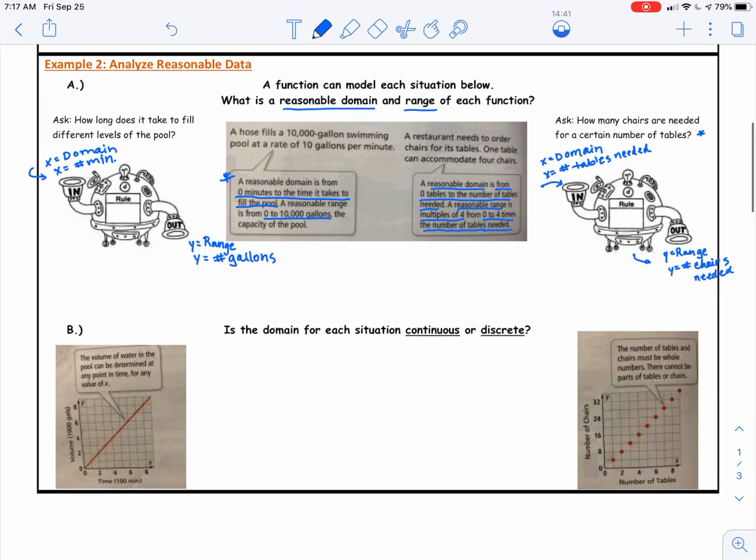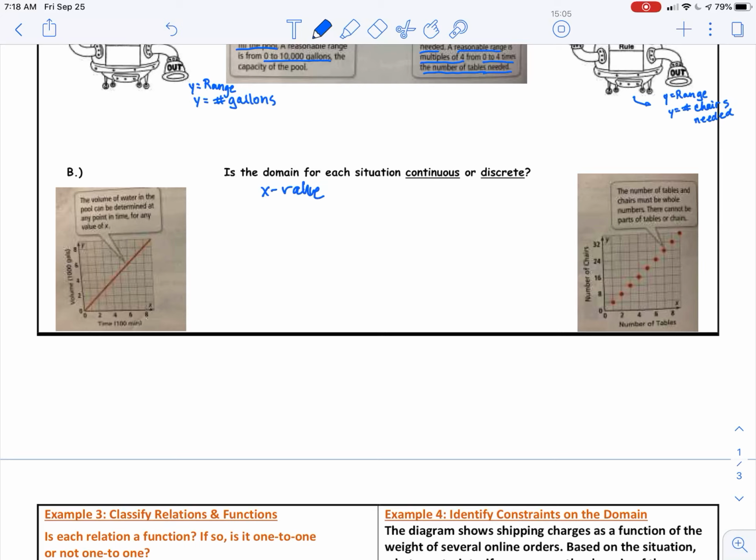That would be something that we would use in accordance to a word problem where it can't always be every number. X might not be able to be any number you pull out of thin air. You have to think about what numbers are reasonable in this word problem. Now, letter B down here with these other two diagrams that you see, we're looking at just the domain for each of these. That means we're talking about the x value in our set of ordered pairs. Okay, and the terms we want to look at here are continuous and discrete.